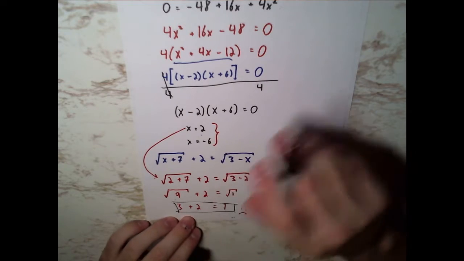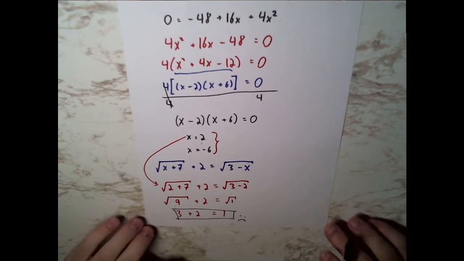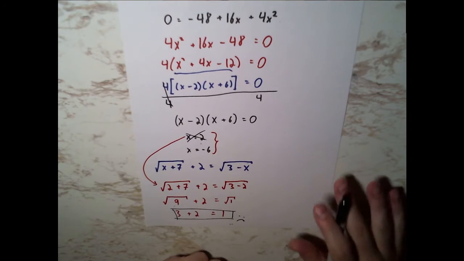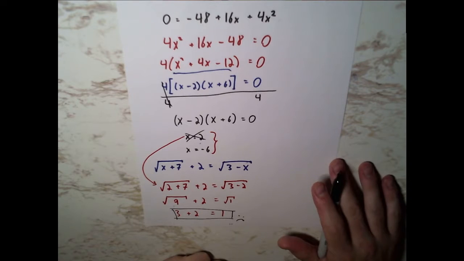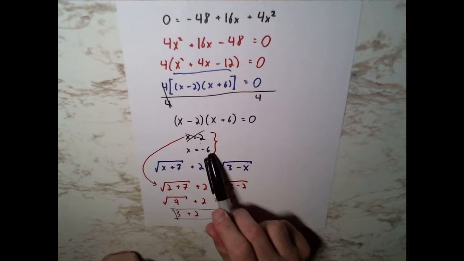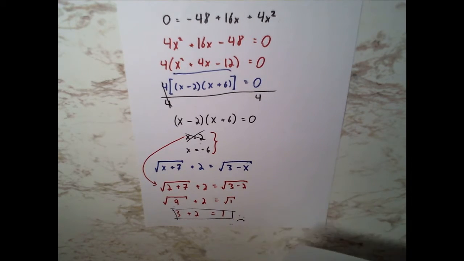So if you're doing this on an exam or a homework assignment or something, you would just cross out your 2 and make sure that whoever's grading it knows that 2 is not a solution. And we still have one more solution to check. There is a possibility that we could end up with no solution. So I'm going to grab another sheet of paper and we're going to check x equals negative 6 now.